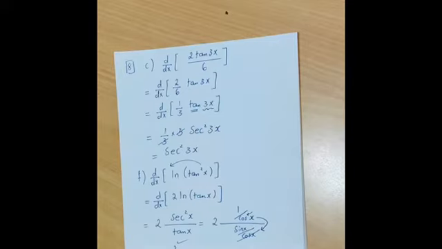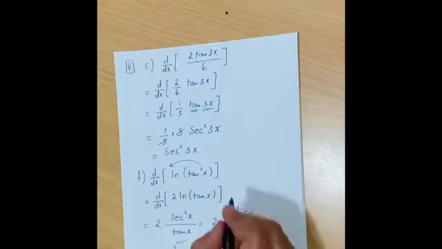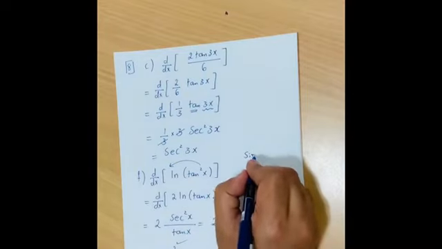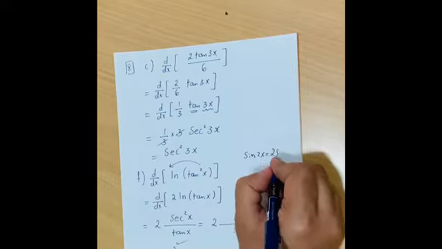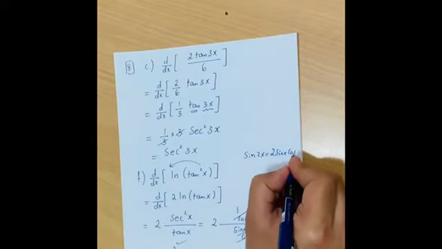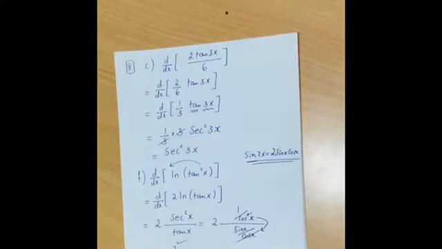Now, these two terms are part of the sine of the double angle. You remember the sine of the double angle? I'll just write it here. Sine of 2x is equal to 2 sine x cosine x. So here you have sine and cosine, but without 2. So you need to multiply both numerator and denominator by 2. So 4 over sine of 2x, or 4 cosec of 2x.